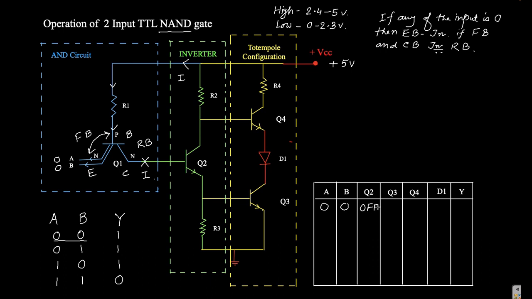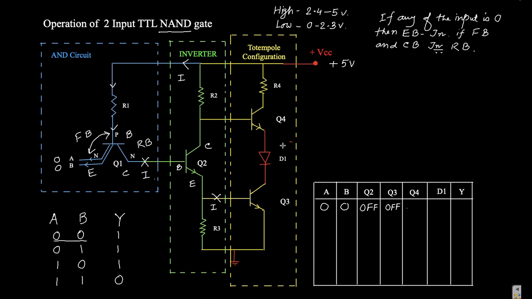Okay. Now what about Q3? As you see, this is the emitter, this is the base, and this is the collector. As Q2 is off, that means it is in the cutoff region, so no current will flow through here. That means Q3 will not get any current. So this Q3 again becomes an open switch. So it is also in the off state.